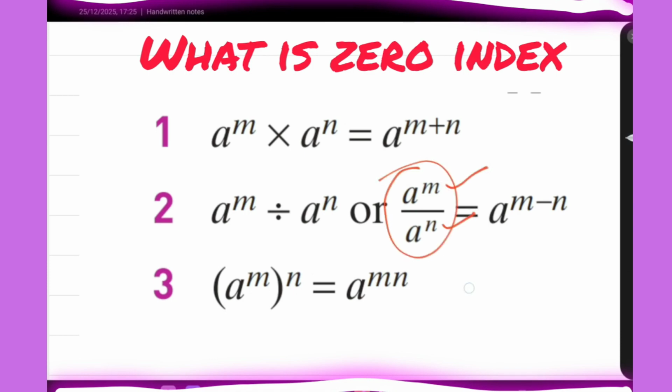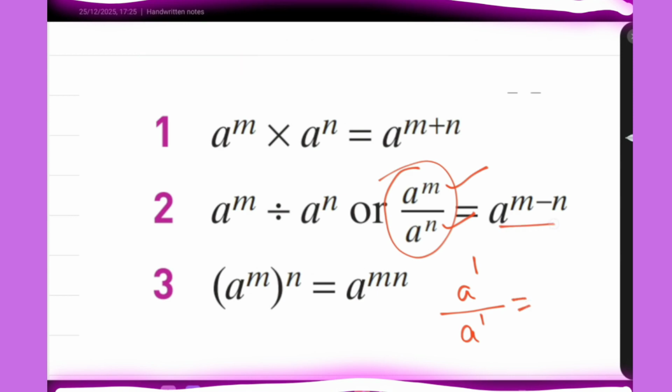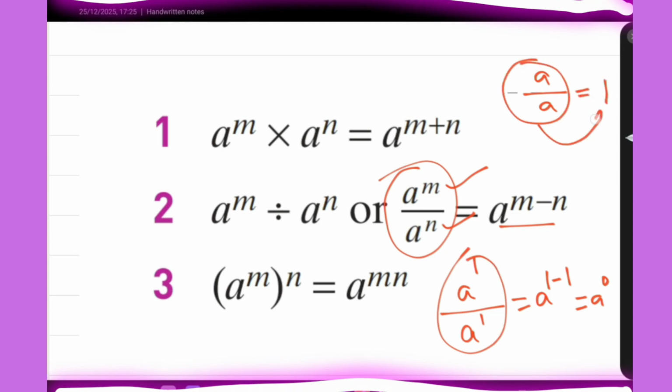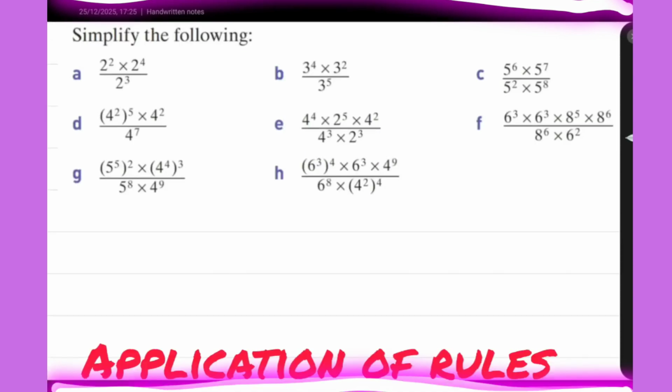What is zero index, right? Zero index means if it is written m by n, let m be equal to 1 and n also equal to 1, right? So 1 minus 1 will be 0, right? And we know that the same number divided by exactly that number is equal to 1. So if we have any power as 0, this is known as index and the value will be 1. So if you have 5 raised to the power 0, the value will be 1. If you have any number raised to the power 0, the value will be 1.